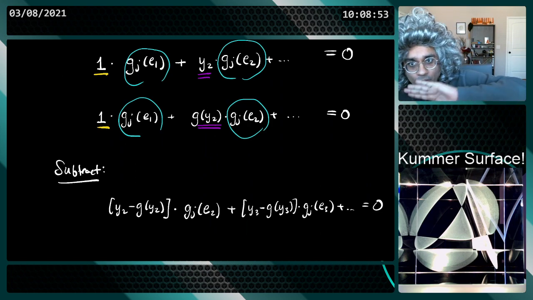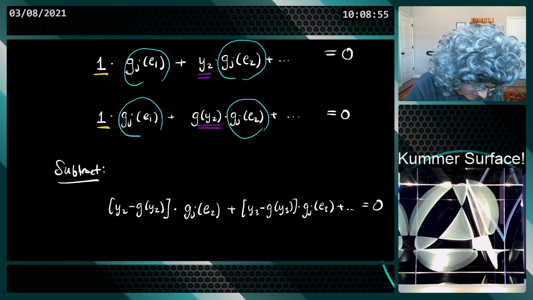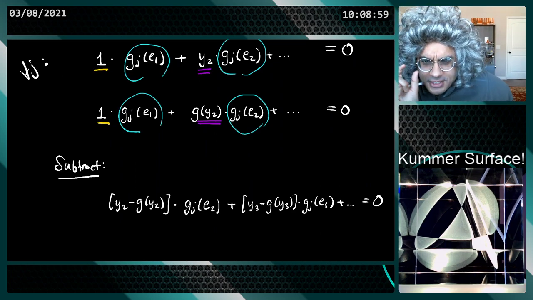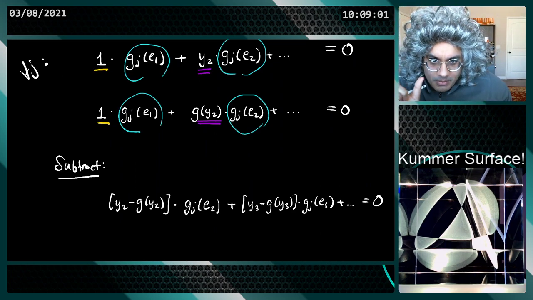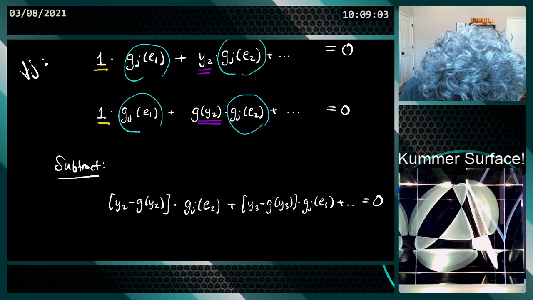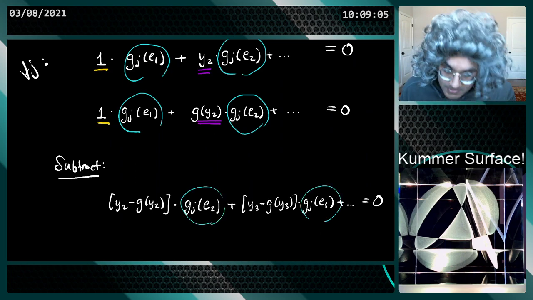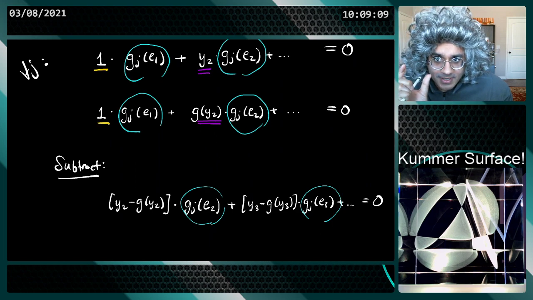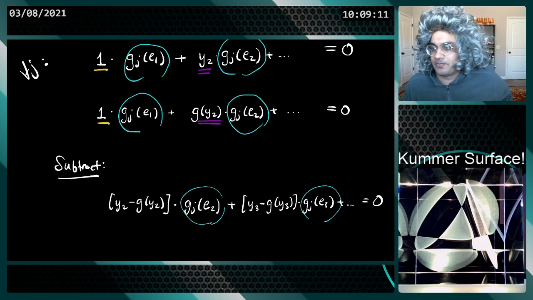Notice this is for all the j's at once. But no, this is a smaller length relation among these blue things. It's a smaller length relation.